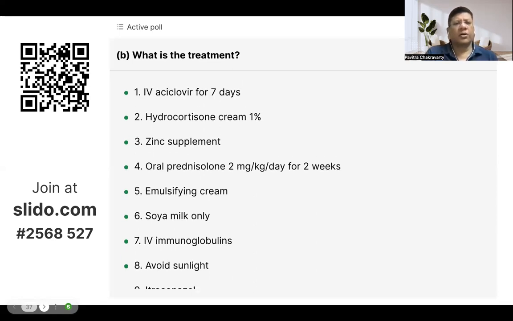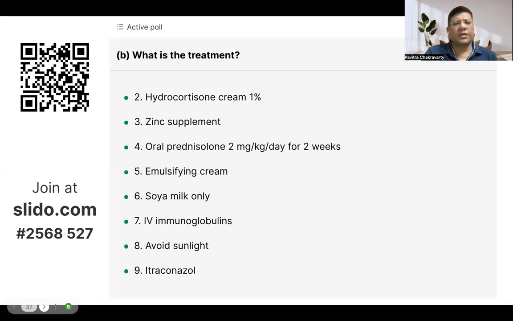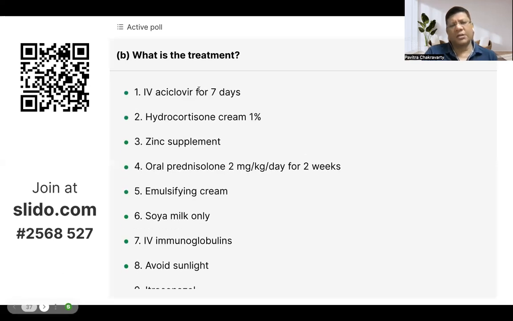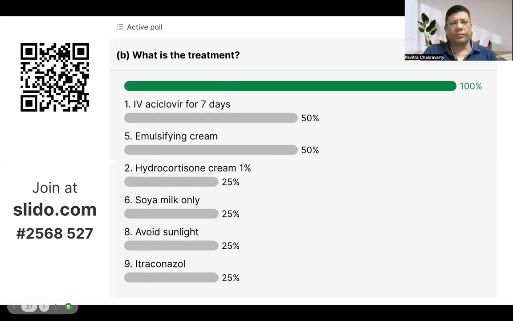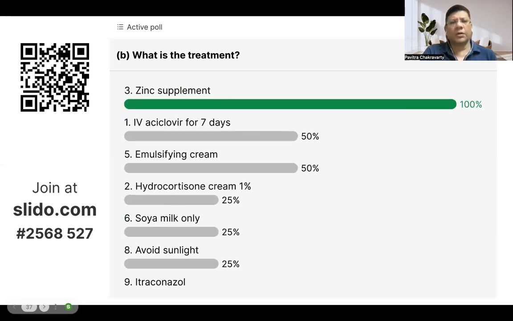Okay? So you got IV acyclovir, hydrocortisone, zinc, oral prednisolone, emulsifying cream, sorbitol, immunoglobulin. So this is the treatment, which is multiple, but that doesn't mean you mark everything. At least you can put the most likely answers. So zinc supplement is the most common one.